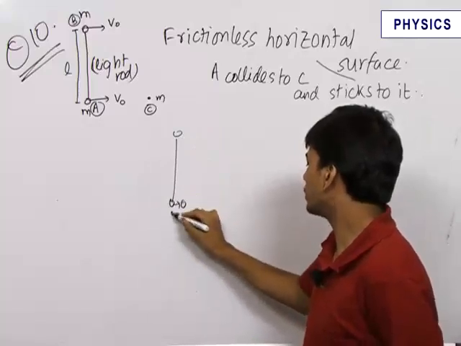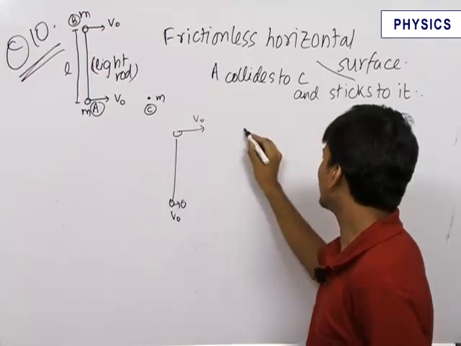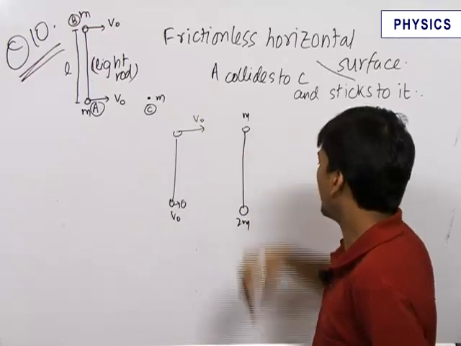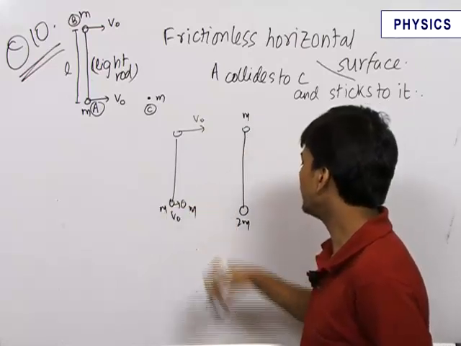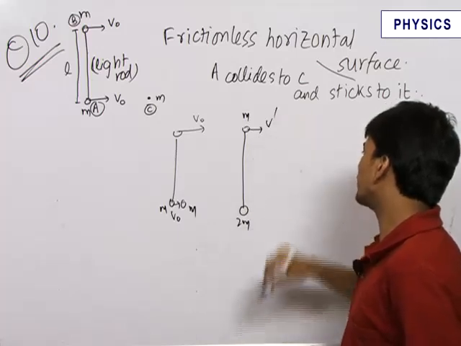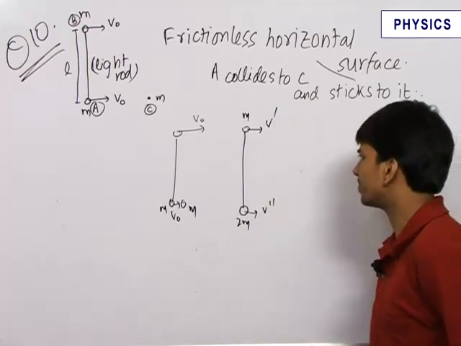This is the diagram before the collision, and this is the diagram after the collision, where here we have a mass 2m and here a mass m. This is m and m. So this will be moving with some velocity v dash. This will be moving with some velocity v double dash.